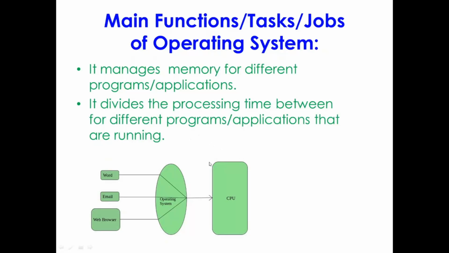Not only this, for each of these applications or programs, you need CPU time as well, and the processing time for these applications is again managed by the operating system. So if you want to run more than one program, the operating system will give the CPU time and the memory that is required for each application.